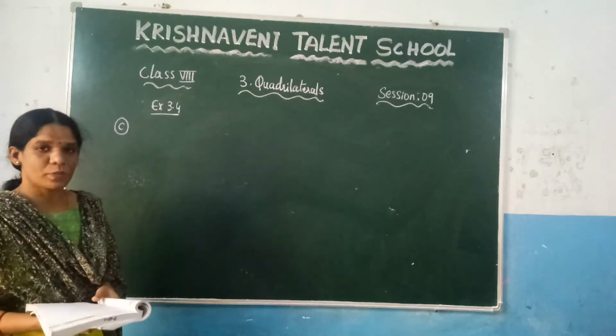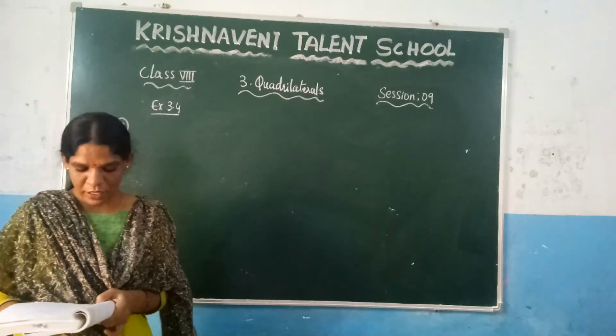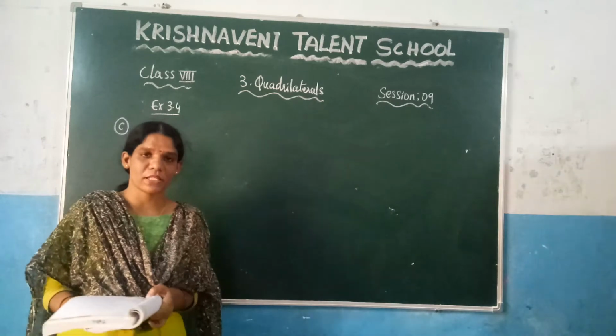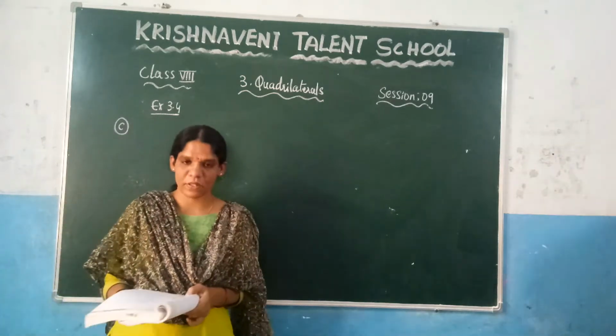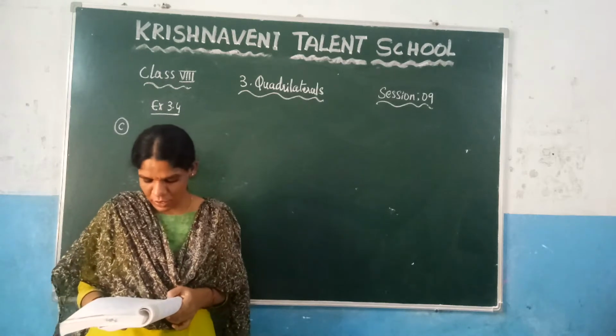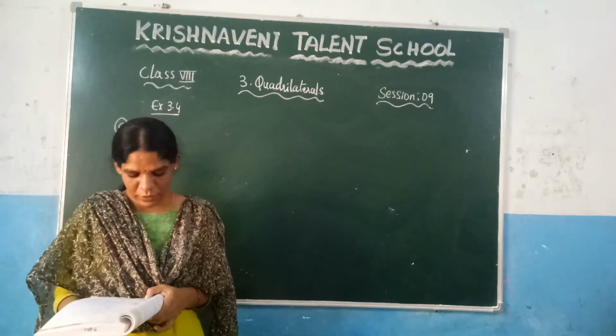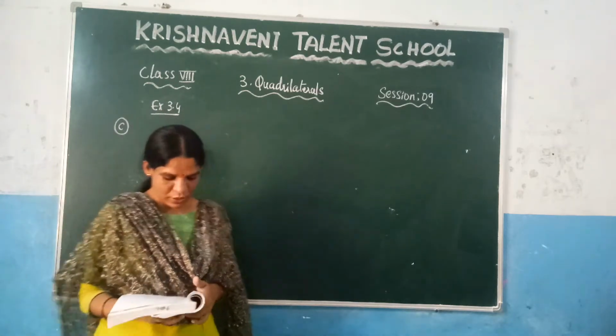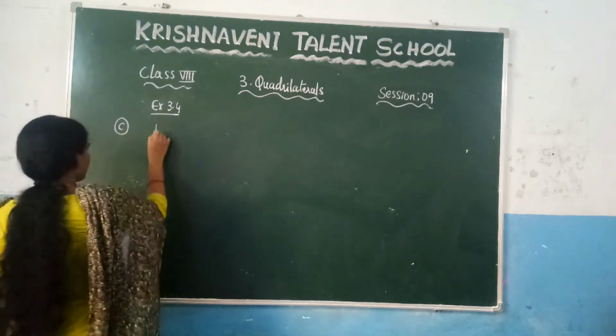You see the next problem in exercise 3.4. We have discussed in the first problem how to construct a quadrilateral if you have given two adjacent sides and three angles. And the second one, I hope you have done the homework. And now see the next question. Here you need to draw one rectangle.